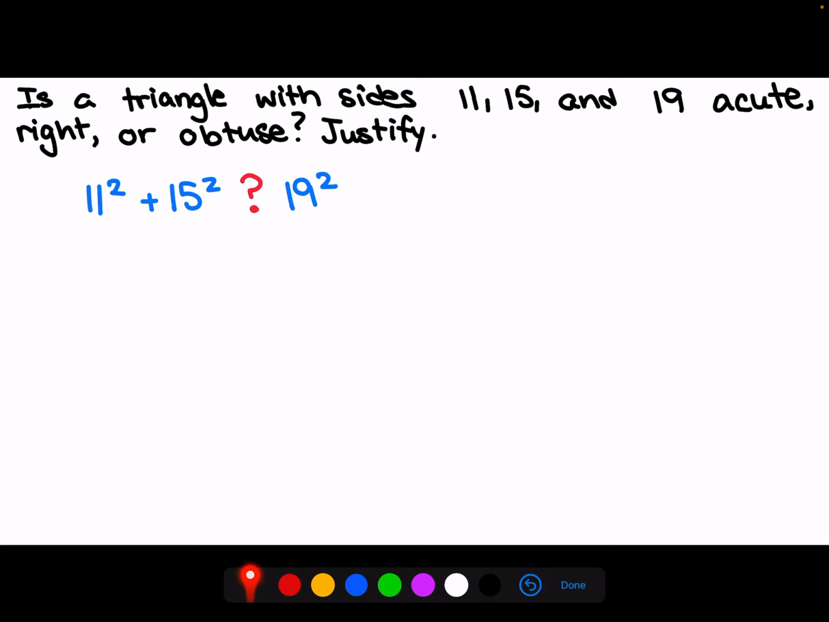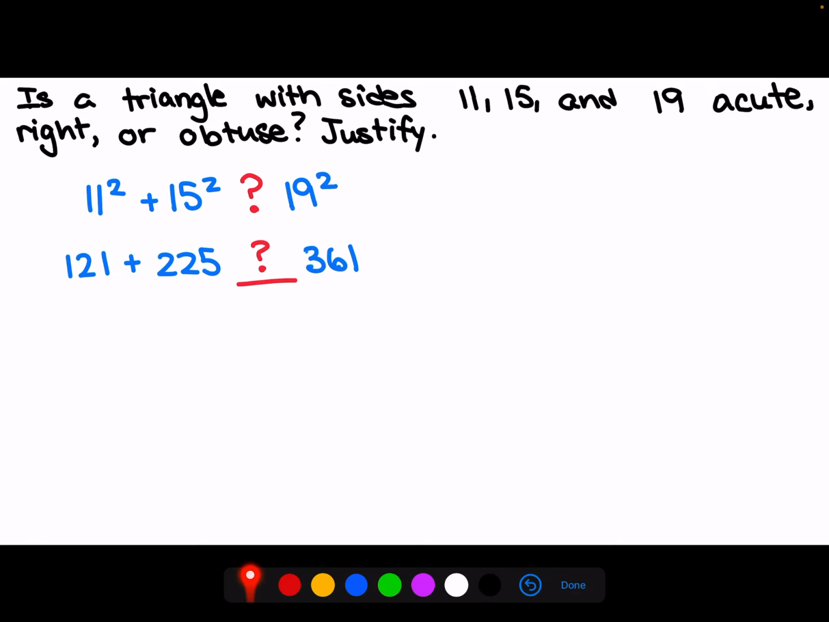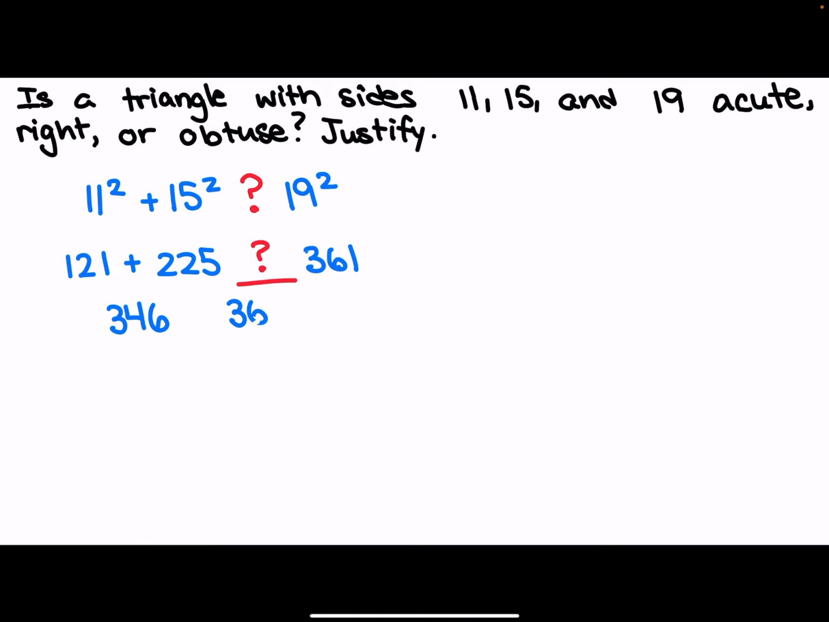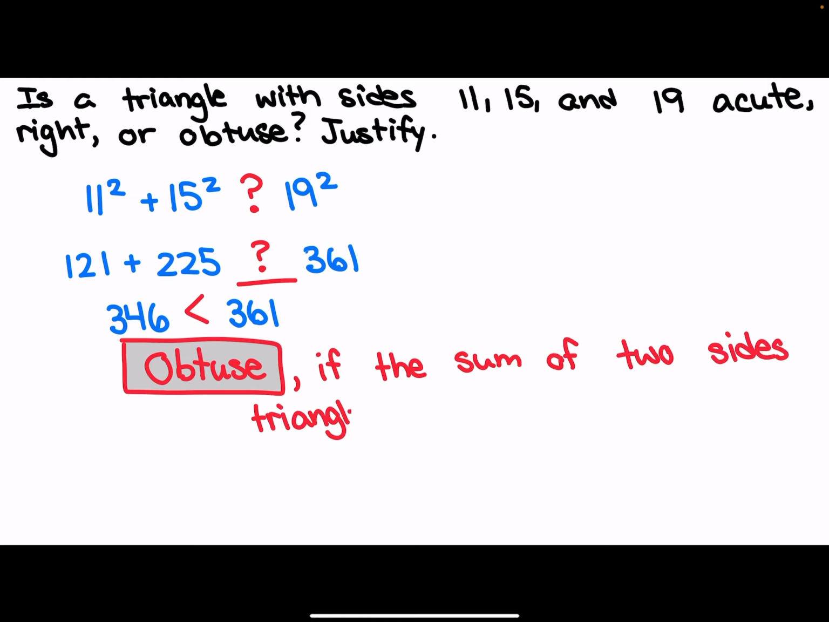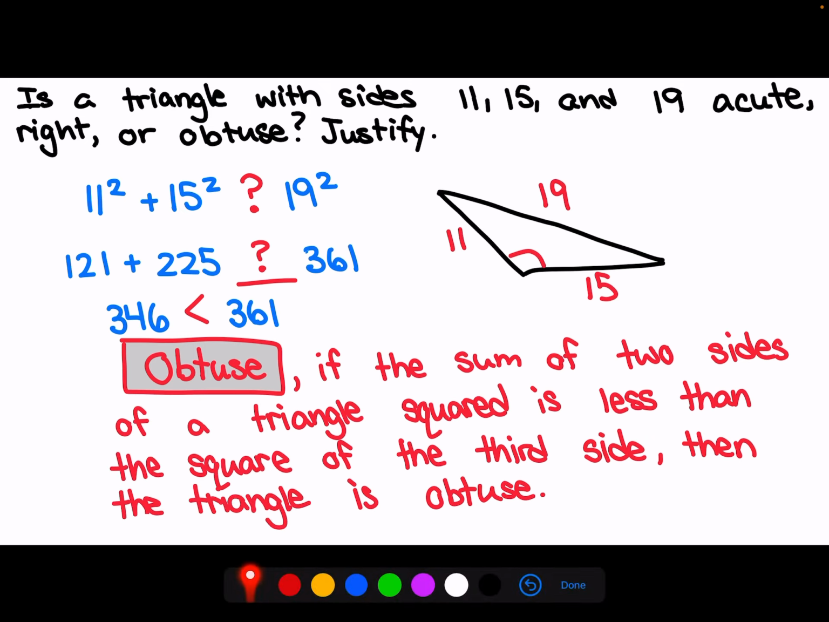From here, we're just going to evaluate. 11 squared is 121. 15 squared is 225. 19 squared is 361. 121 plus 225 is 346, which is less than 361, making this into an obtuse triangle. Because if the sum of two sides of a triangle squared is less than our third side squared, then the triangle is obtuse.